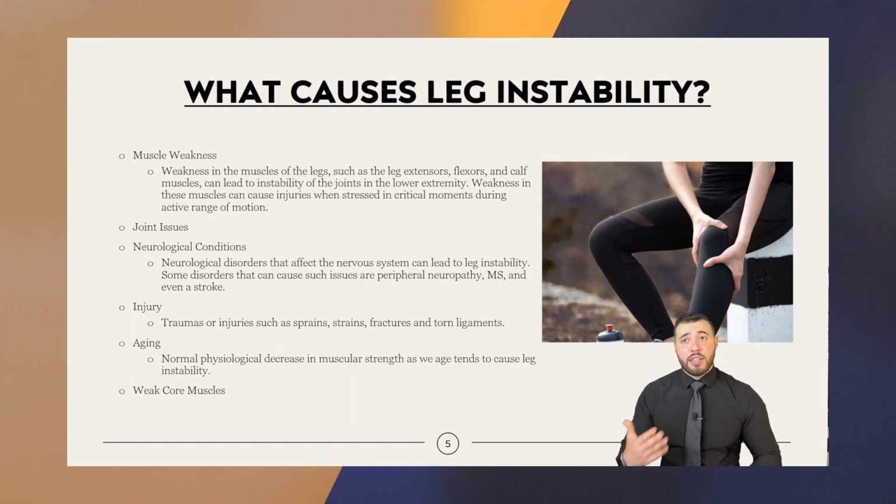The next point is injuries. Traumas or injuries such as sprains, strains, fractures, or torn ligaments, which, as we said, can also come with aging. And the last one is something that not a lot of people think about, but something as common as weak core muscles can cause leg instability.